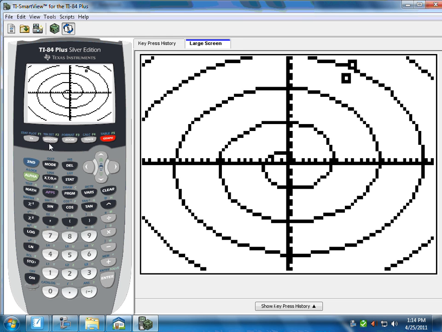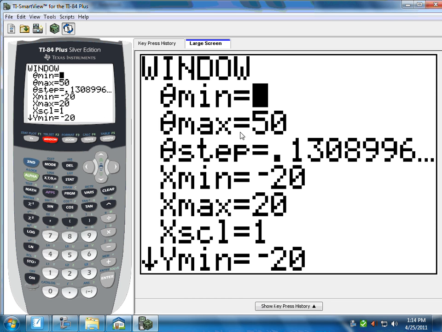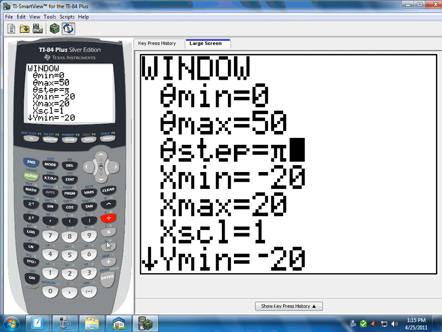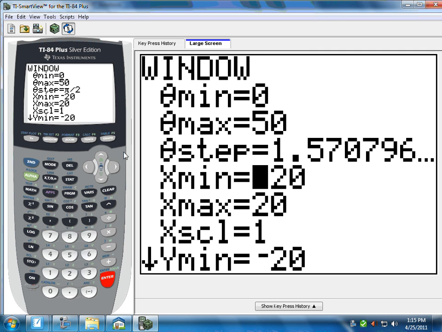If I go back to my window and I change theta step, right now it's 0.1. So every 0.1 unit is plotting a point basically. That's 0.1 radians. Say I'm going to make it pi over 2. I don't normally recommend this. Normally 0.1 is a good theta step. But if I make it pi over 2 and later come back and change this, don't forget it at pi over 2 because it's going to give you weird graphs.